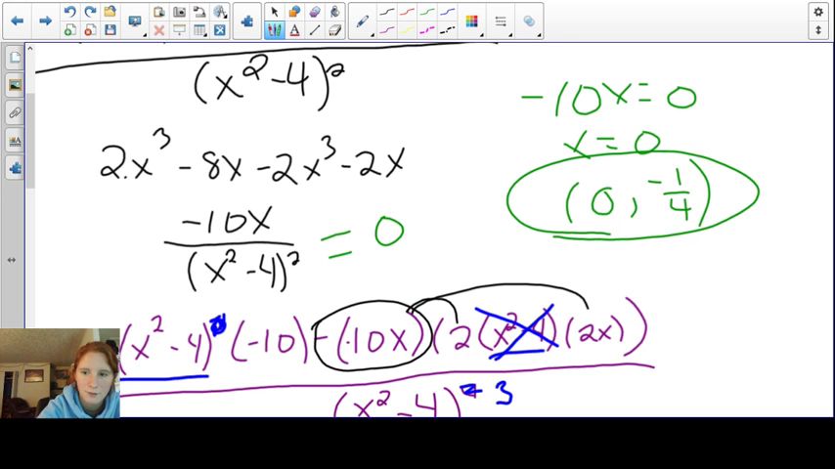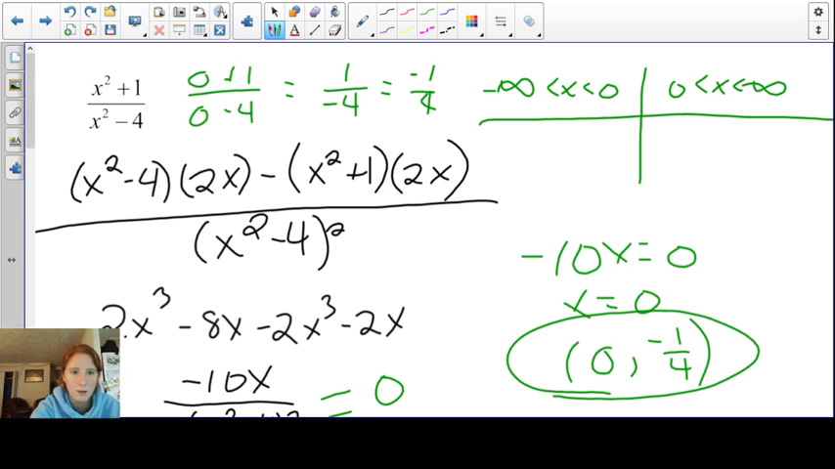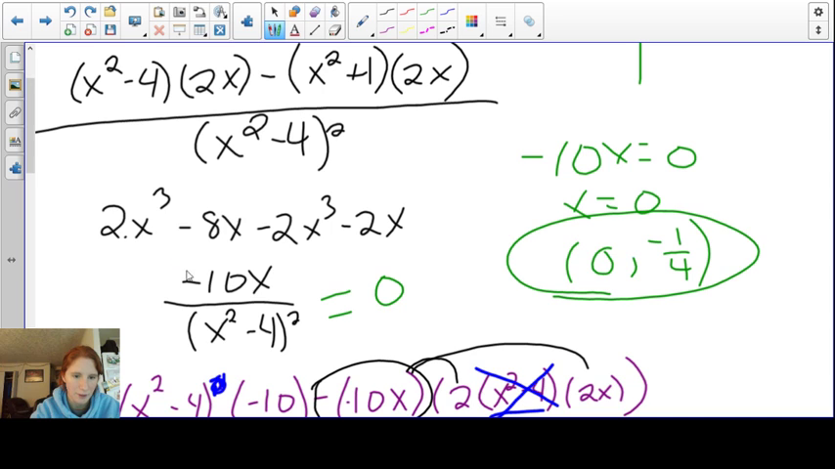So here's my point. Now I need to see if I'm increasing or decreasing at this point. So from negative infinity is less than x is less than 0, to 0 is less than x is less than positive infinity, I'm going to plug this into my derivative here. If I plug in a number that is less than 0, so say I plug in negative 4, or negative 1, excuse me.